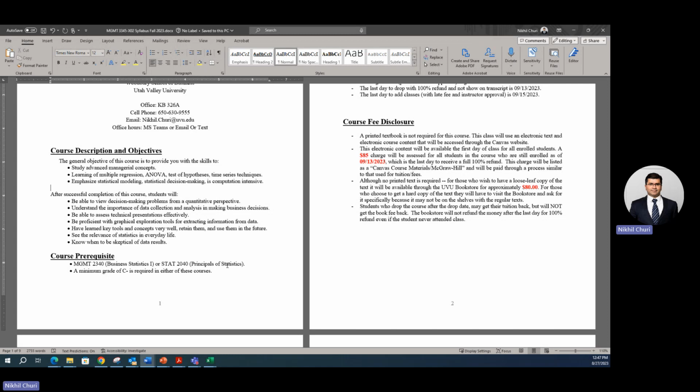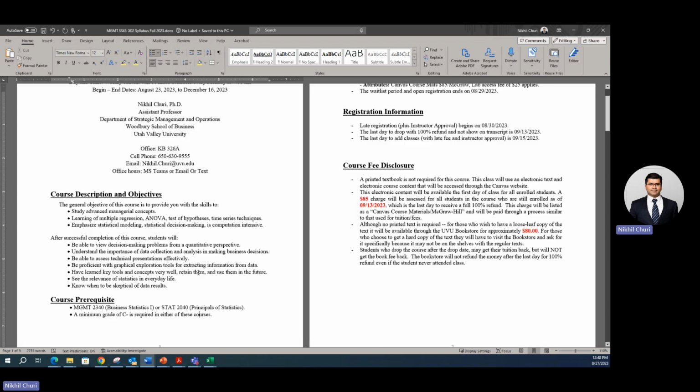Worst case scenario, a B. But my focus is, I always encourage all my students to set a goal of an A or A plus grade. So stay with me and we'll work out all these difficult looking concepts very well. Coming back, these are the prerequisites.